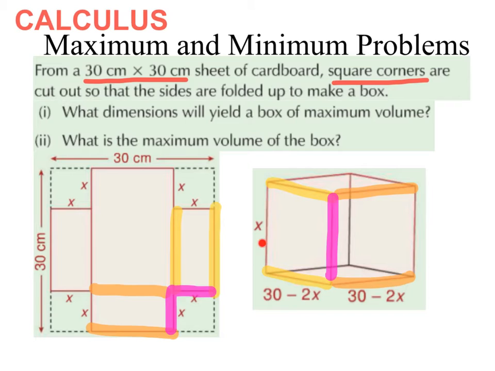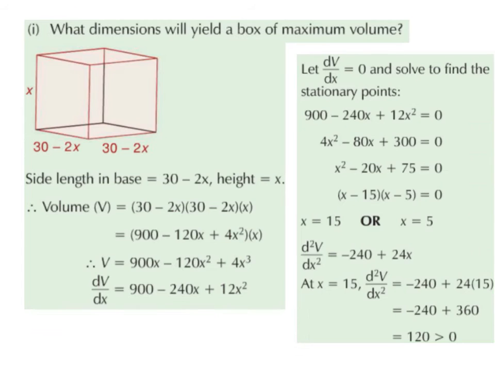So obviously this is going to be a height of x, this is going to be a height of x, this is going to be a height of x, and this is also going to be a height of x. This is a length of 30 minus 2x. This is a width of 30 minus 2x. Along the back we also have 30 minus 2x and 30 minus 2x. And then along the top, 30 minus 2x, 30 minus 2x, 30 minus 2x, and 30 minus 2x. So they are the dimensions of the box. So we're interested in what dimensions will yield a box of maximum volume.